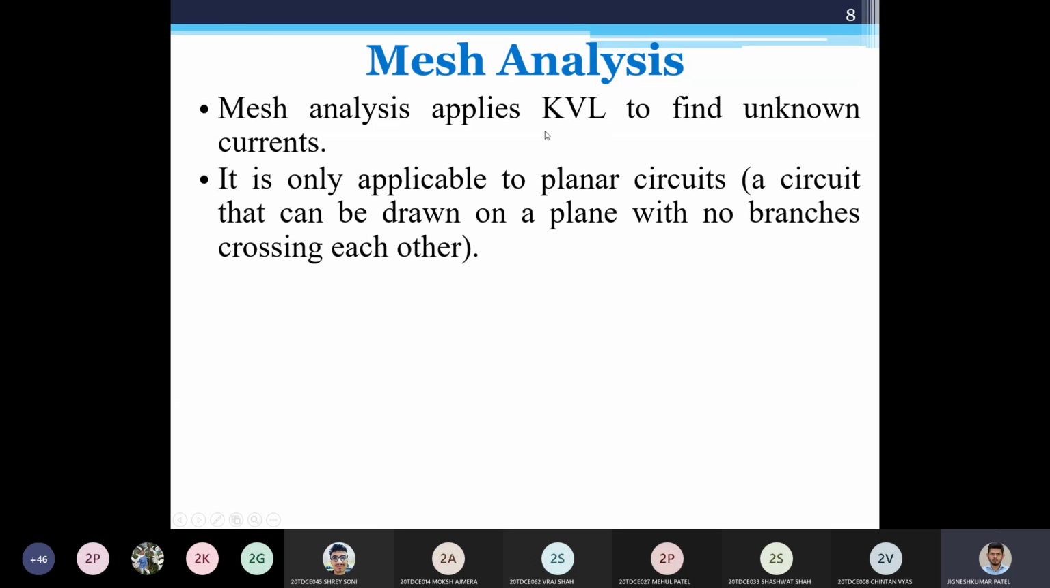Where is it applicable? It is only applicable to a planar circuit, or you can say a circuit that can be drawn on a plane with no branches crossing each other. If there are two different networks connected in between, in that case I cannot go with a mesh analysis. We will not have too difficult questions on this. It's just basic information, like when it is applicable.